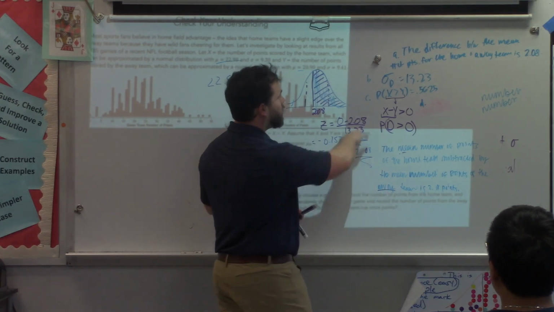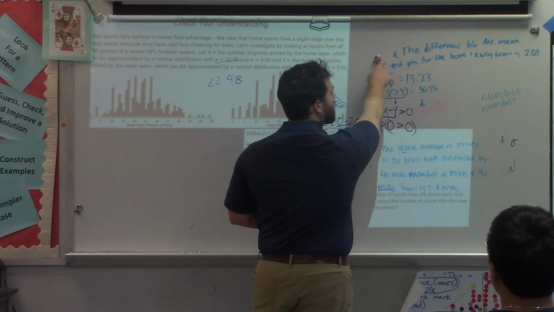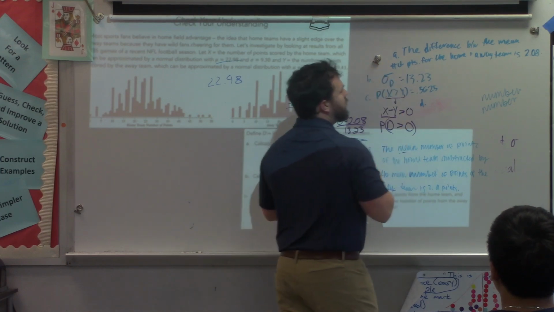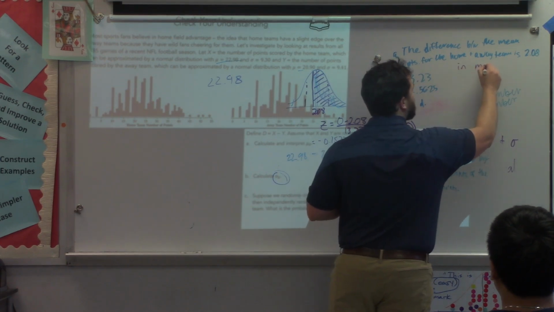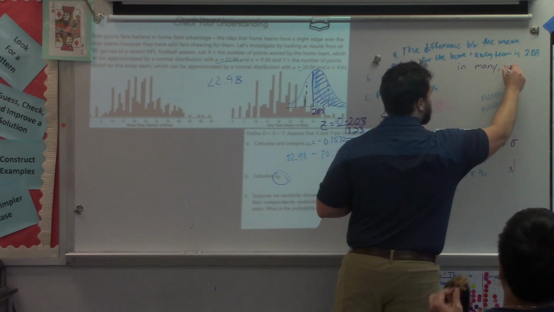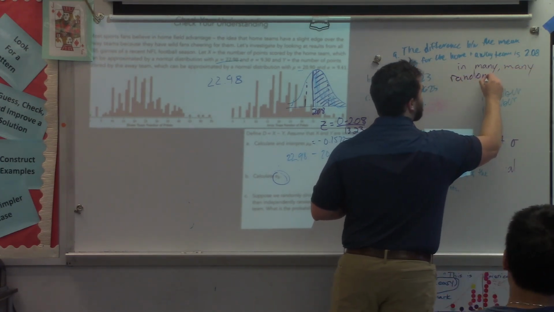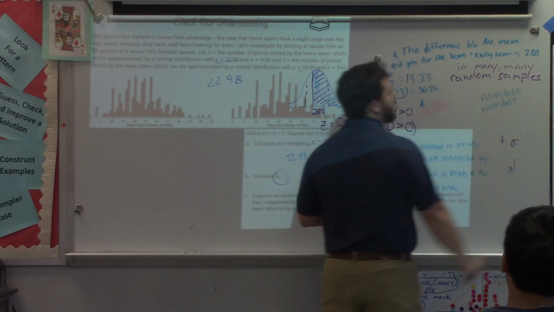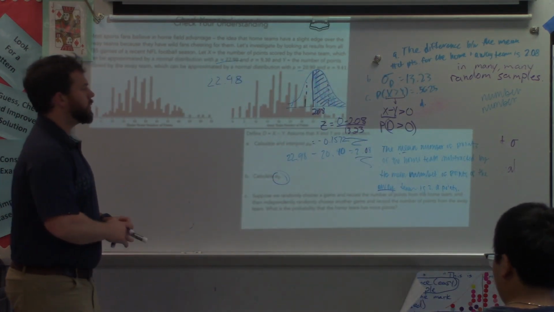It's up there. We said disregard that. In the long run. The difference between the mean number of points for the home and away team is 2.08 in many random samples, or in the long run with many random samples. But I will say that you do want something about in many random samples.